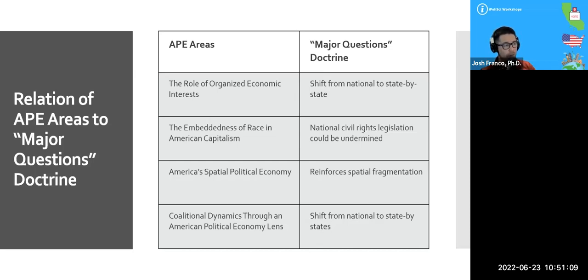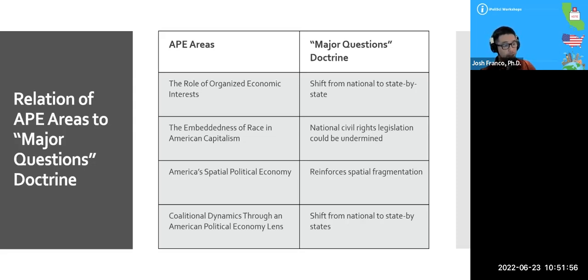Secondly, on the area of embeddedness of race in American capitalism, we could see, for example, the extension of this not only in the EPA, but to other issues like civil rights. So if the Supreme Court rules broadly in West Virginia versus EPA, we could imagine that national civil rights legislation could be further undermined, with the Court basically saying that the federal government can't pass laws that delegate to agencies like the Department of Justice or the Equal Employment Opportunity Commission to create rules that would protect people of color or people who've been discriminated against, either contemporarily or historically, to seek redress at the national level. Again, not being able to enforce things from the federal government, but on a state-by-state basis.